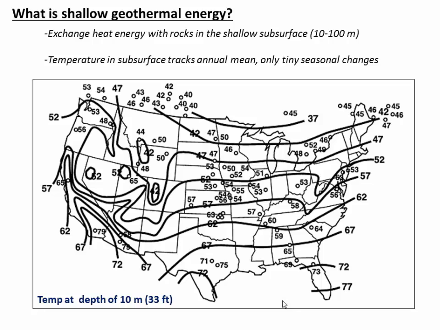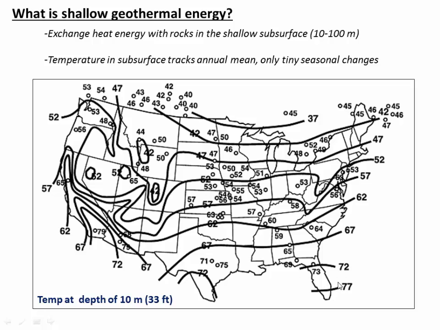As I just said, shallow geothermal is a method of exchanging heat energy with rocks that are just below the surface. So that would be about 10 to 100 meters depth. And what's important about that depth is that if you look at temperatures at a 10-meter depth, what you see is that they perfectly mimic the mean annual temperature. Okay? So this is a contour map of temperature at a depth of 10 meters below the surface, and it mimics the mean annual temperature.